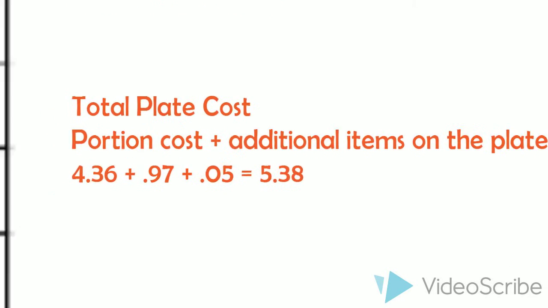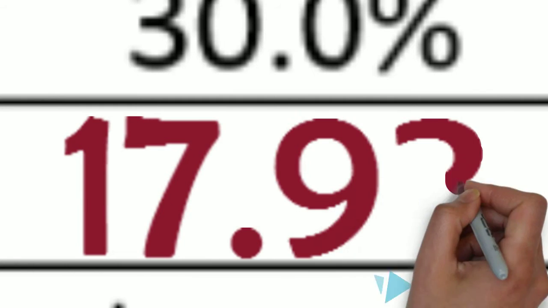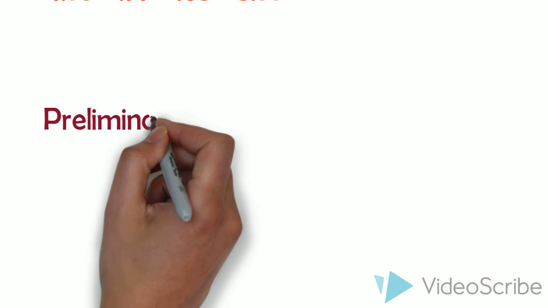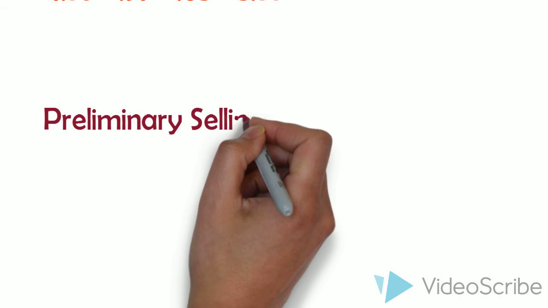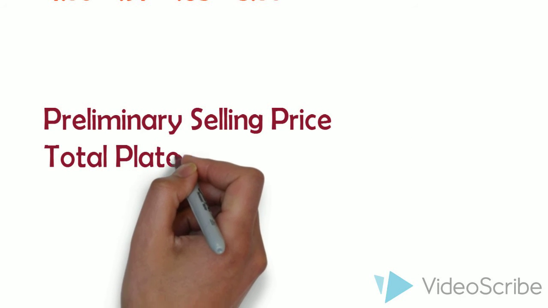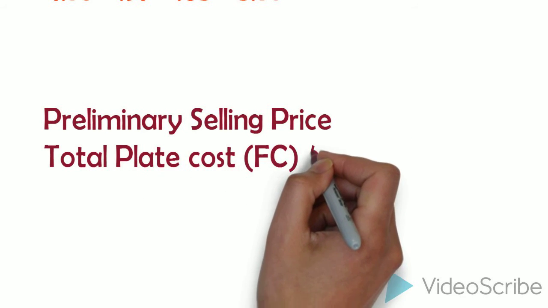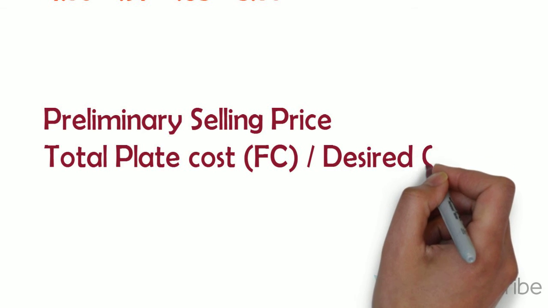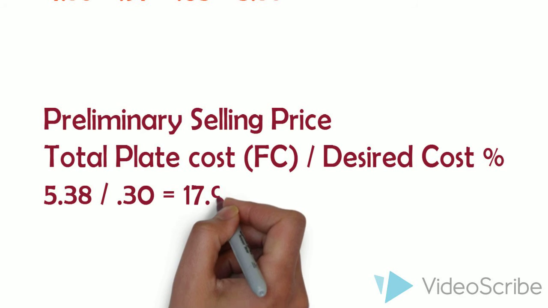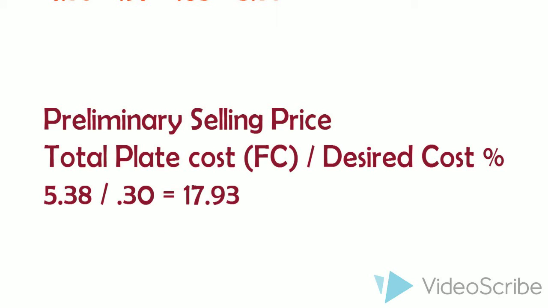After we have that total plate cost, we divide it by our desired 30% to get to $17.93. That's the preliminary selling price, the least amount we can charge for this one menu item. The preliminary selling price is the total plate cost, which is the food cost, divided by the desired cost percentage. So $5.38 divided by 30% gives us $17.93. That's the minimum amount we can charge for this.